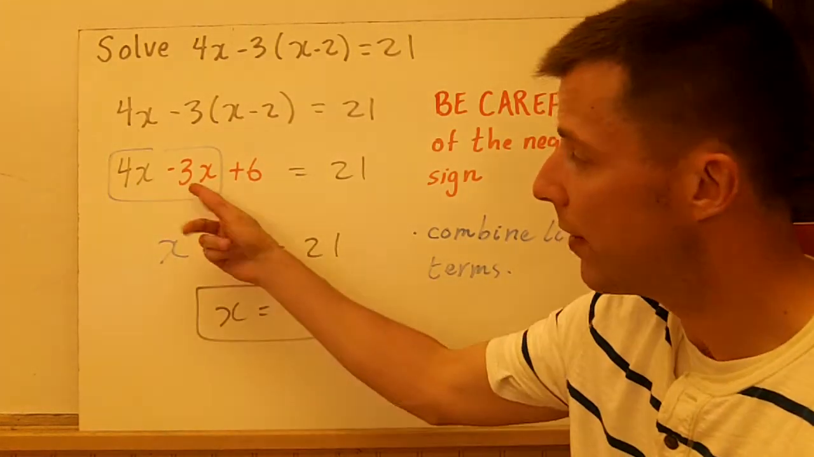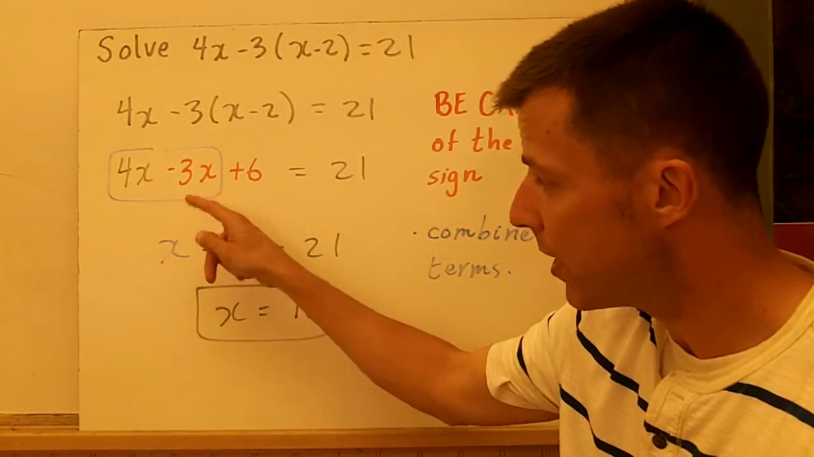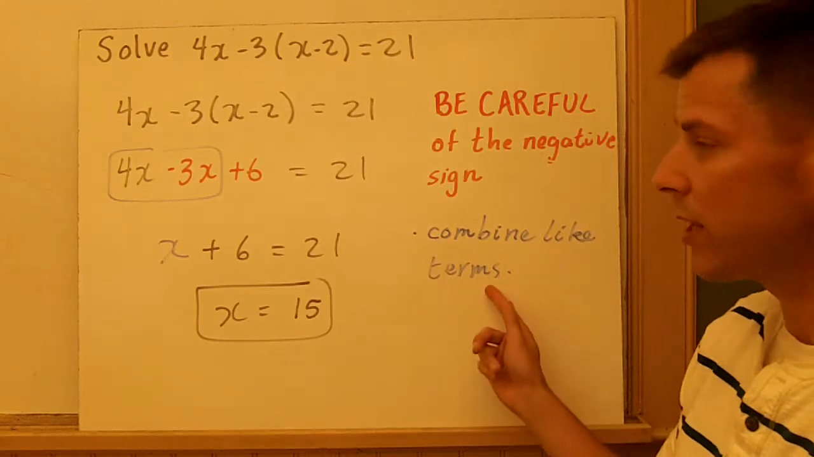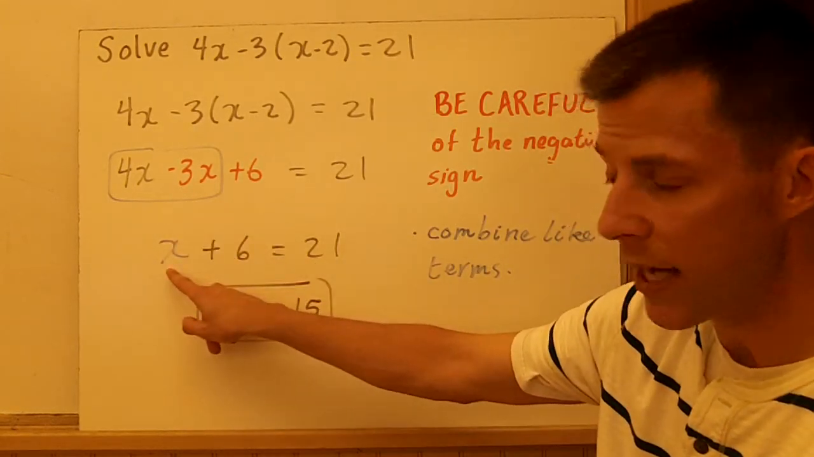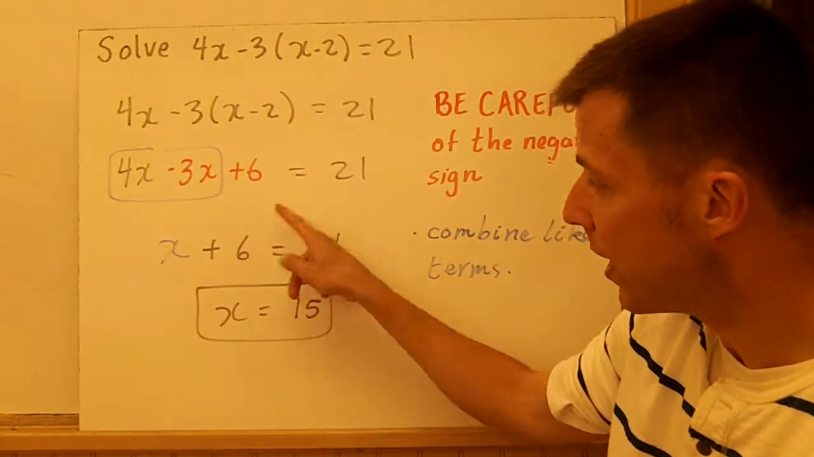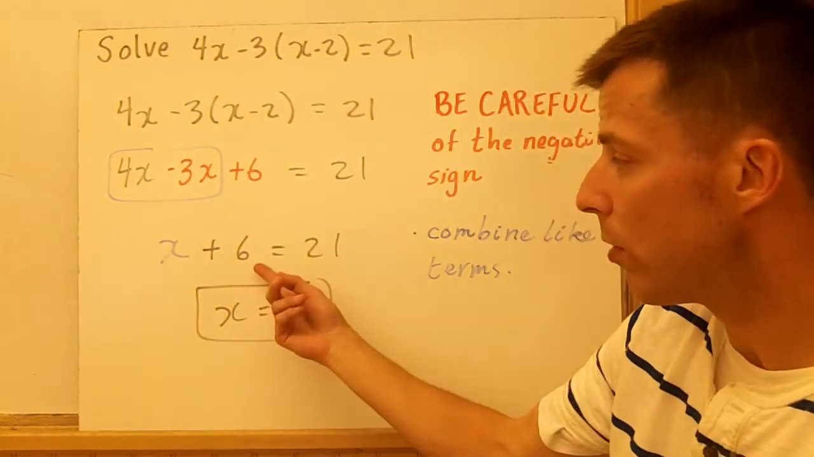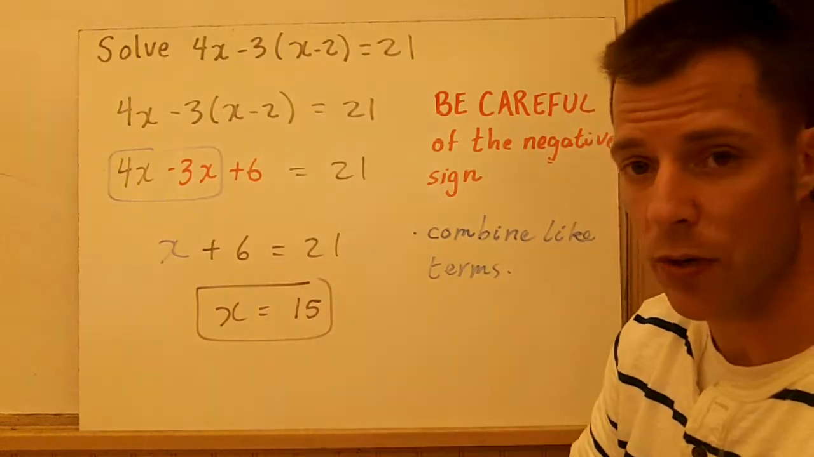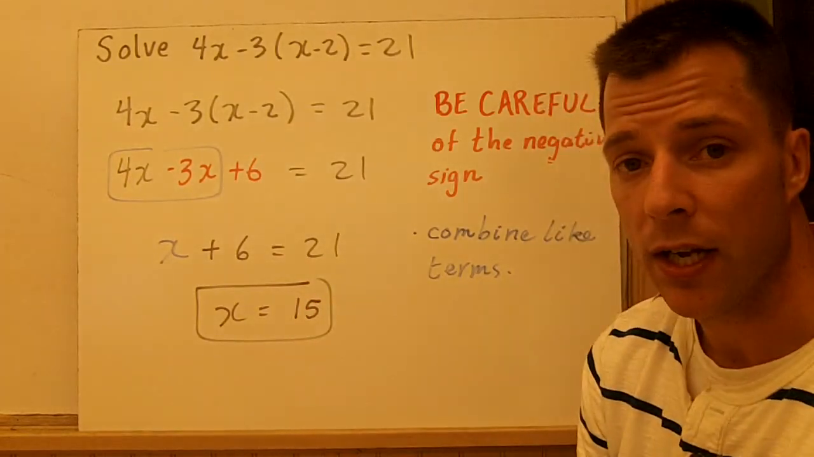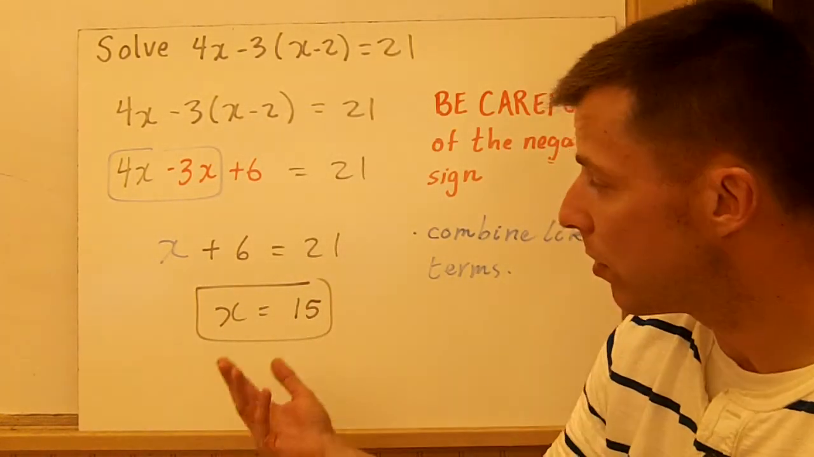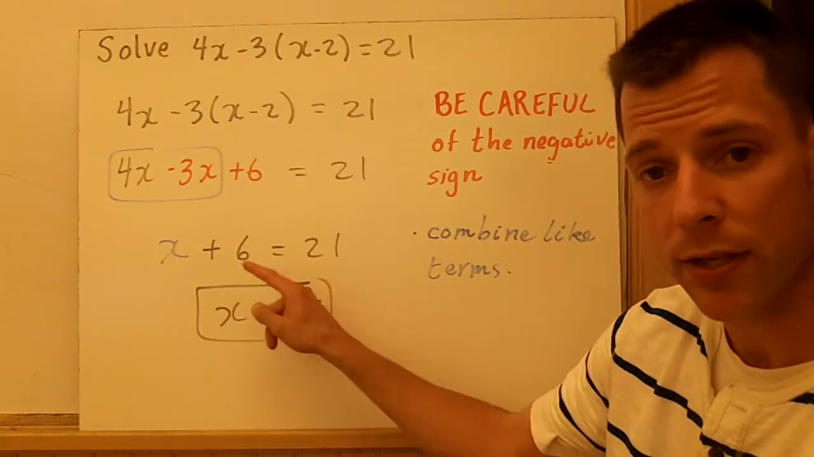And now again, look, you have like terms, 4x minus 3x. So we're going to combine those like terms, and it actually gives us x here. The 6 comes down, the 21 comes down. I haven't done anything with those. Now, more mental math. What number plus 6 is 21? The answer is 15, and you can leave it like that, or algebraically you subtract 6 from both sides.